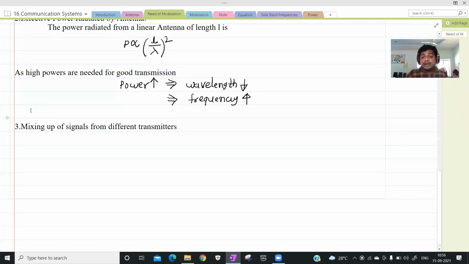Mixing up signals from different transmitters: whenever we send the same information from different transmitters having the same frequency, the signals will be mixed up. So we need to change their frequency. To change it, we need to modulate the message signal on different types of carrier waves. Understood?